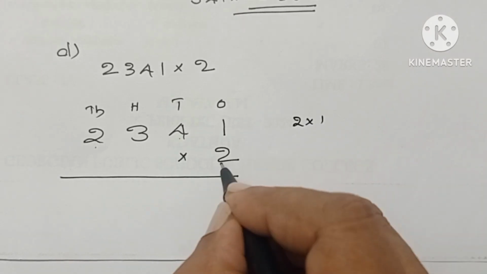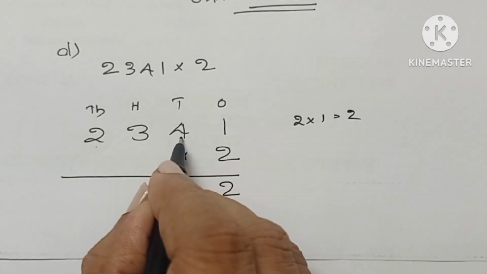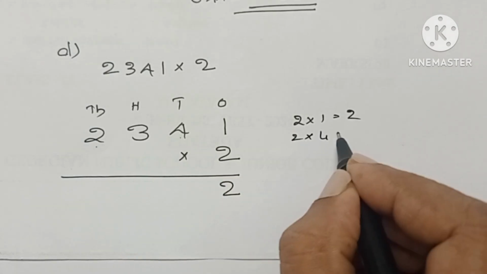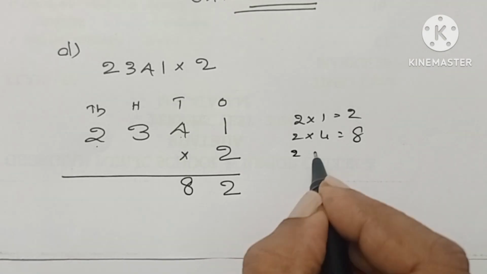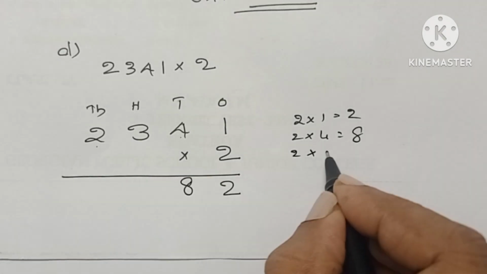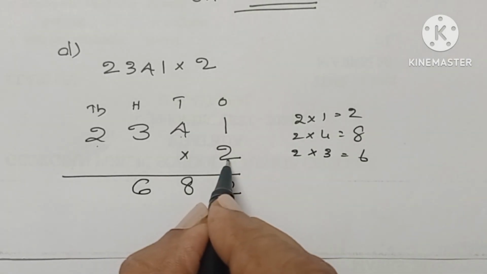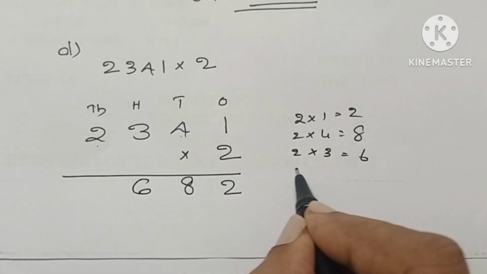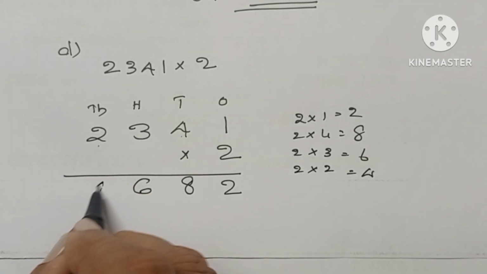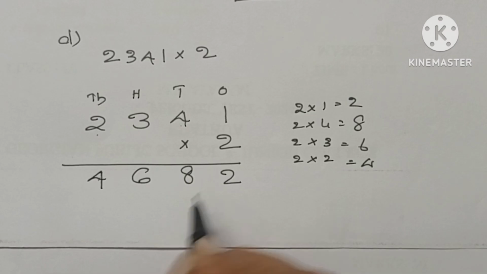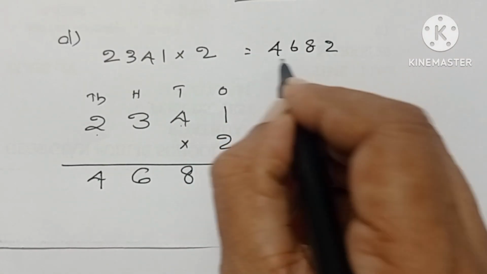2 into 1 equal to 2. 2 into 4, 8. We are writing in the tens place. Next one is 2 into 3, 6. It is in the hundreds place. Last one is 2 into 2, 4. 4 we are writing in the thousands place. Therefore, the answer is 4682.